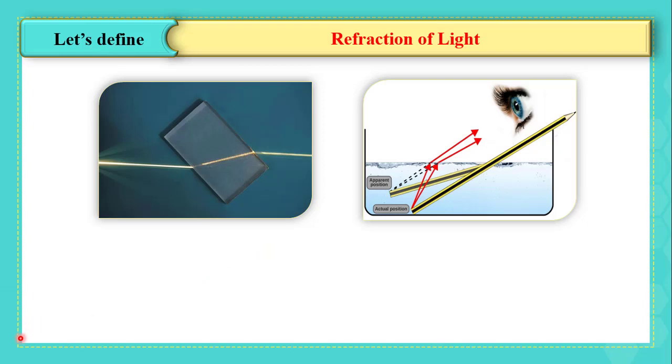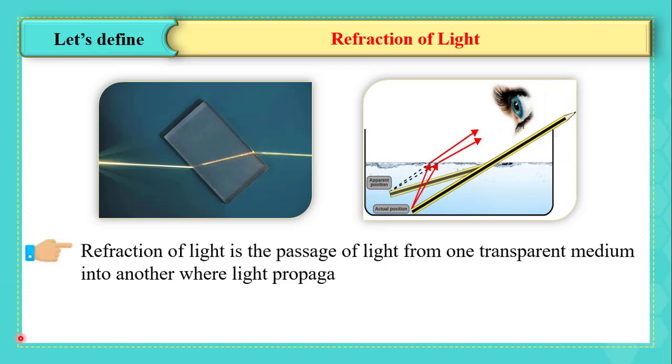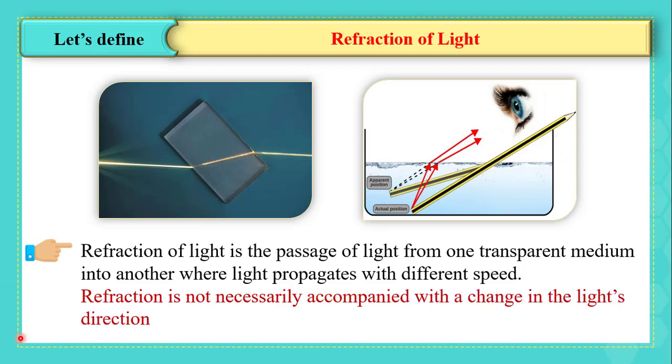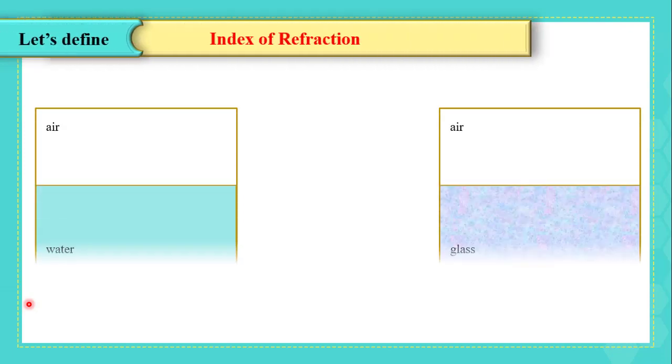These phenomena are actually due to the refraction of light, which is the passage of light from one transparent medium into another where light propagates with different speed. And from the previous chapter, we have learned that refraction is not necessarily accompanied with a change in the light's direction. Let's move now to our second objective.